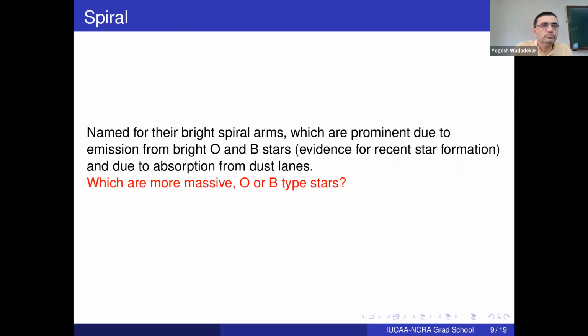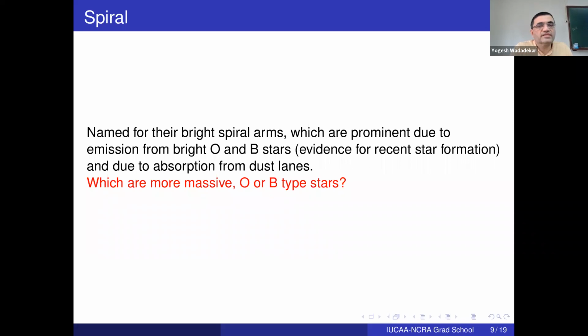Okay. So spiral galaxies, of course, are named as such for their bright spiral arms, which are prominent due to emission from bright O and B type stars. And this constitutes evidence for recent star formation. They're also prominent because of absorption from dust. So there are dust lanes within the spiral arms, and that creates a certain contrast, which makes the spiral arms stand out even further.